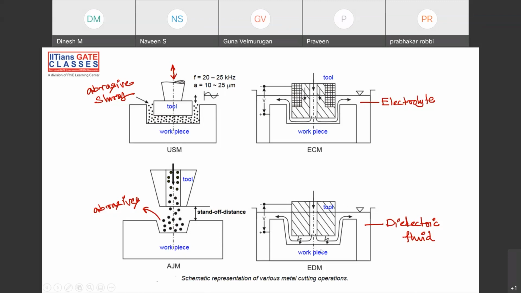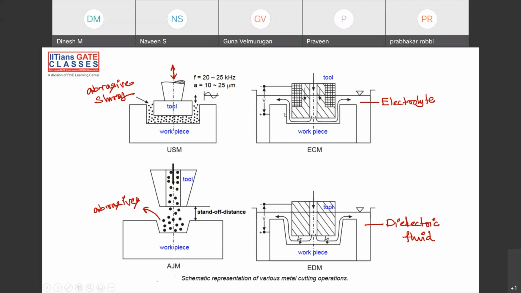Then here the medium, like in ECM, is a fluid, and that fluid is a dielectric fluid. For example, kerosene is the dielectric fluid in normal EDM. In the case of wire EDM, deionized water is the dielectric fluid. And a spark is generated. That spark is momentary. For that momentary time, a huge temperature of about 1000 degrees centigrade is generated around it. Because of that, the workpiece will be melted and evaporated.